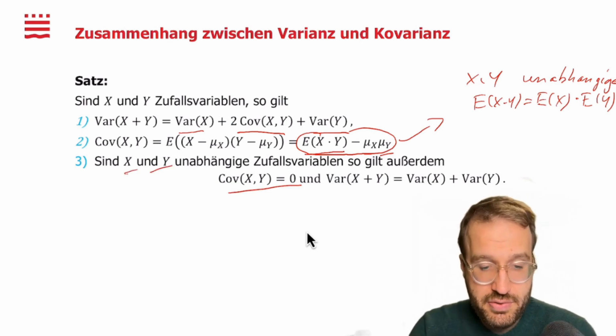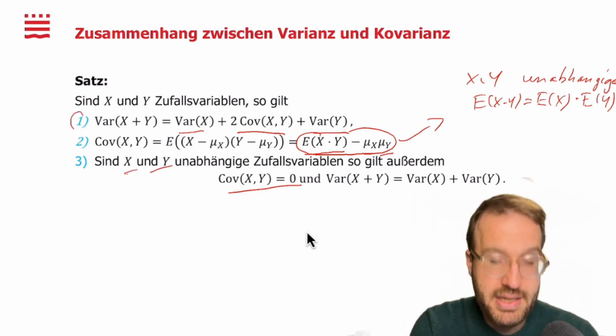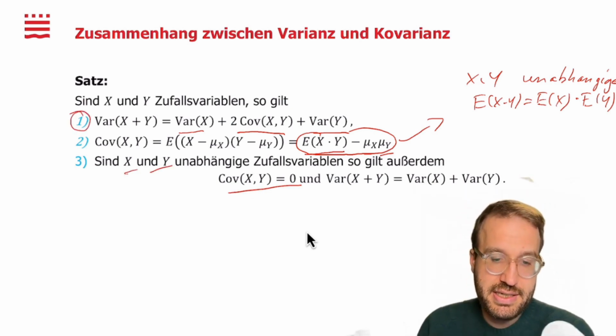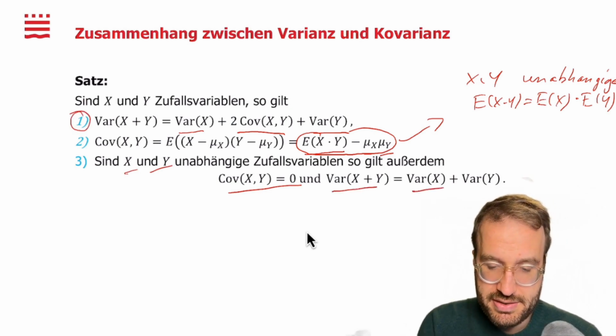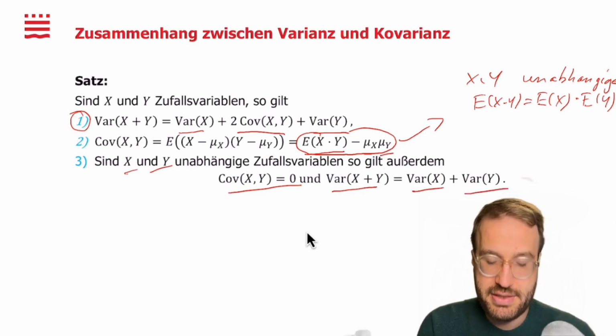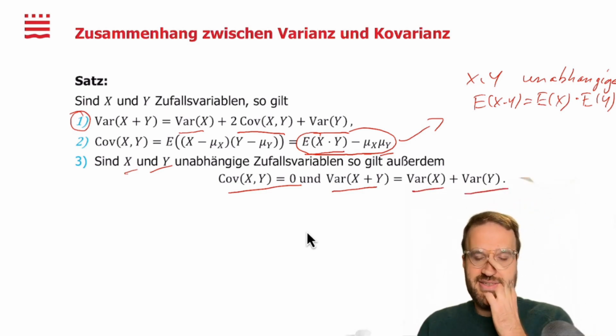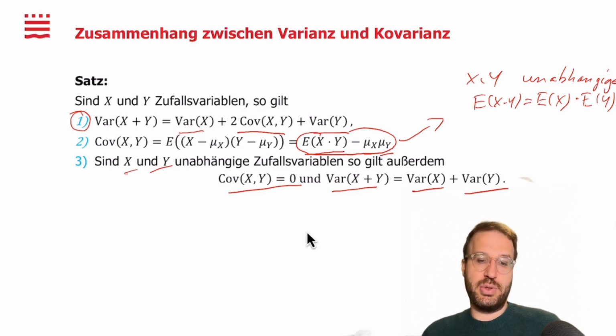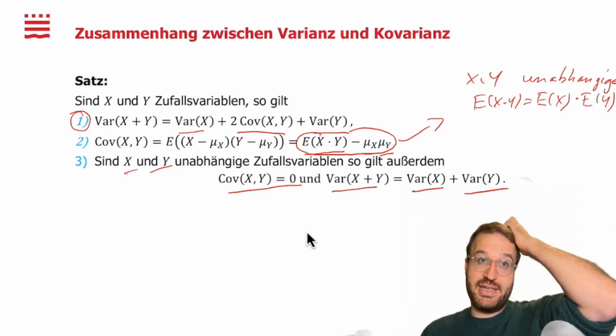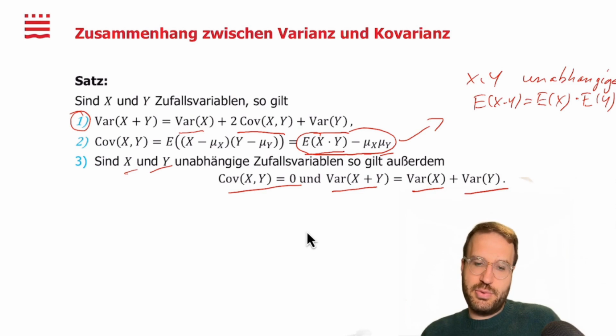And if the covariance is 0, then we can take another look at formula 1 and see that indeed the variance of X plus Y equals the variance of X plus the variance of Y. This means that in the situation where X and Y are independent random variables, this nice formula holds, that the variance of X plus Y is simply the sum of the variance of X and the variance of Y.